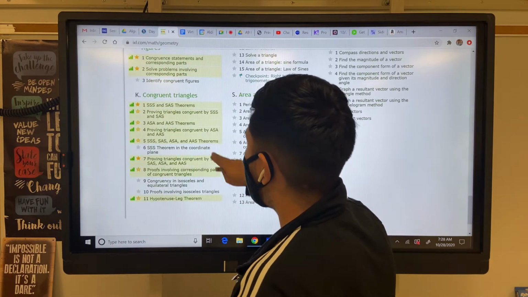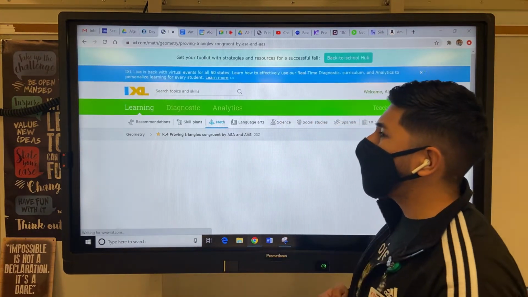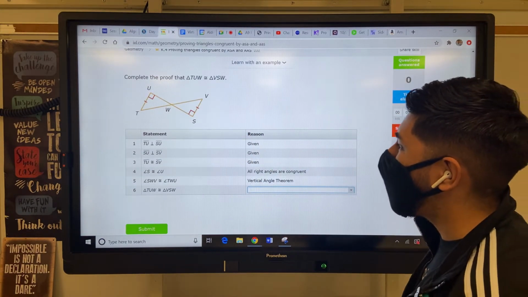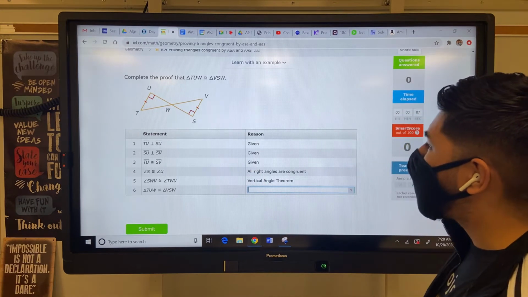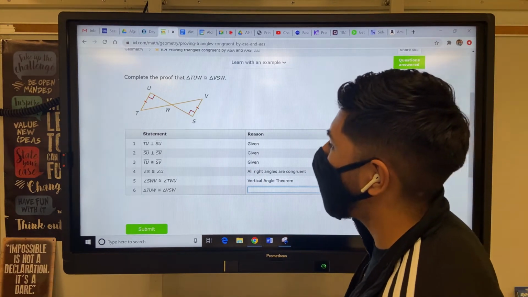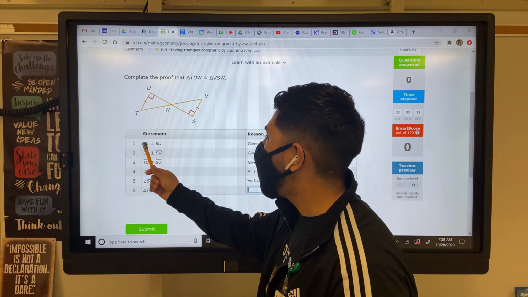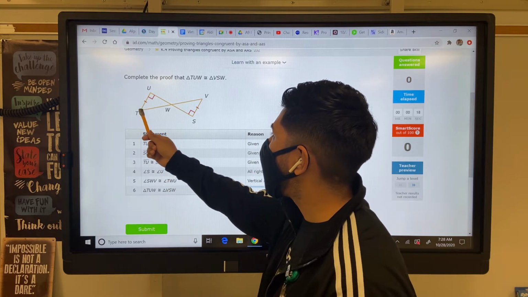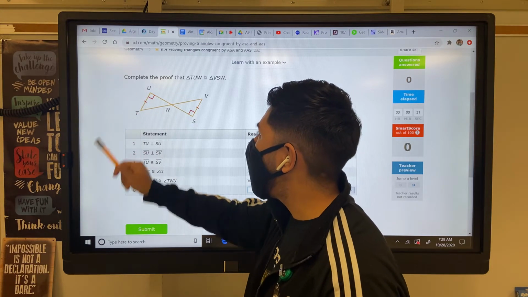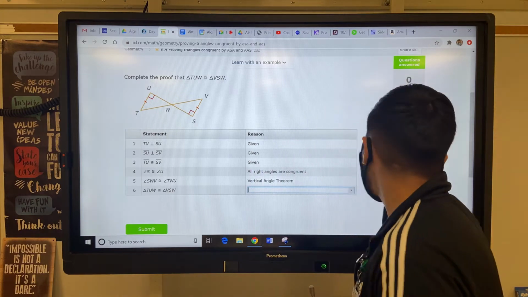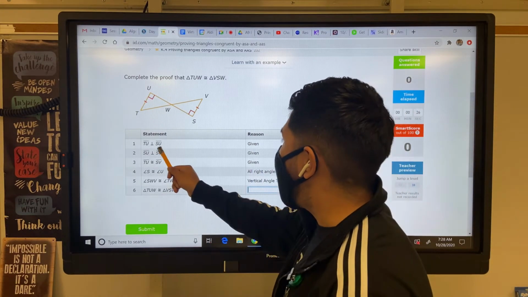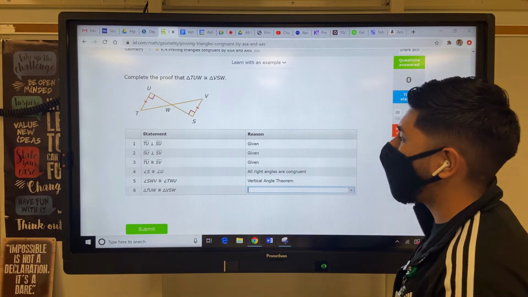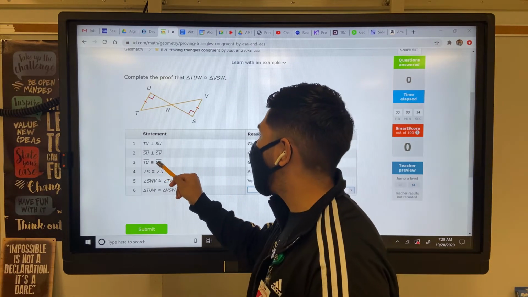K4. Let's do it. So here we're proving, so we're just making sure that we're understanding what exactly is happening. Make sure you read what the statement's already telling you, and you should be good to go. So right here, TU is perpendicular to SU. That gives me a 90-degree angle. SU is perpendicular to SV. That gives me a 90-degree angle as well. TU is congruent to SV.